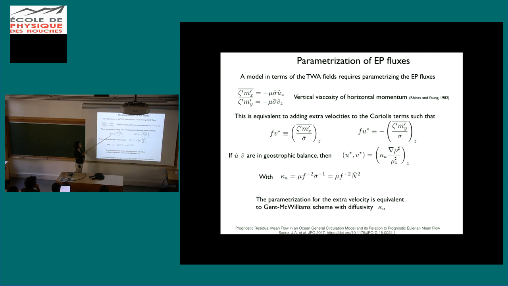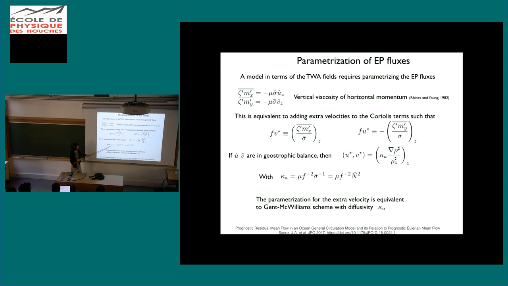And so you can think of them as an added velocity in the Coriolis term. Now, if you parameterize them in terms of the vertical shear of horizontal velocity, and you further assume that these velocities are in geostrophic balance, then these velocities that appear in the equation look like the vertical derivative of the slope of the isopycnal. It's because grad rho over d rho dz is the slope of the isopycnal, in fact minus the slope of the isopycnal.